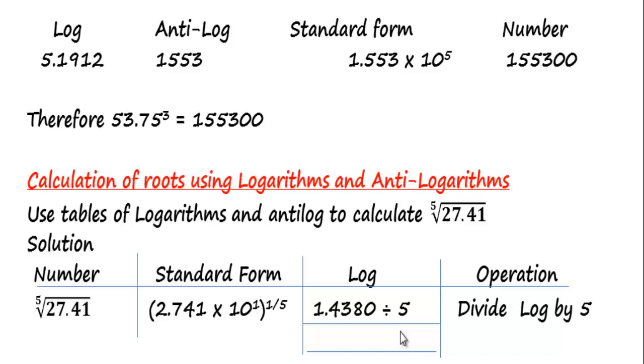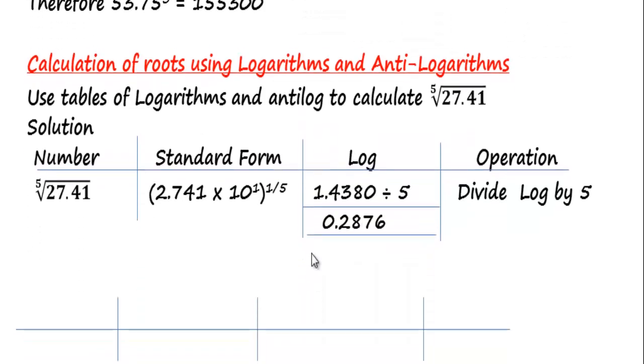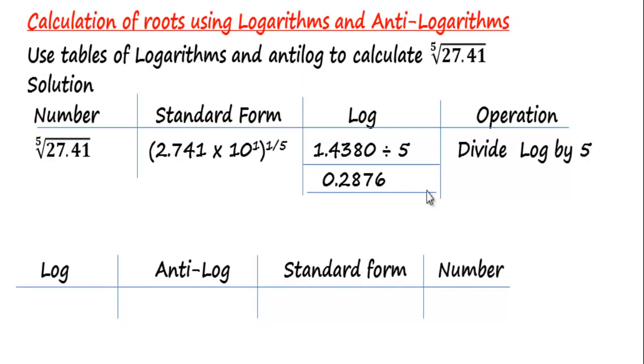If it is multiplication, you turn it to plus in your logarithm operation, and if it is division, you turn it to subtraction, that is minus, in your logarithm operation. If it is power, you turn it to multiplication in your log operation, and if it is root, you turn it to division. But this one is the fifth root. That is why we divide the number that we get by 5. Now divide by 5, you get the answer to be 0.2876.